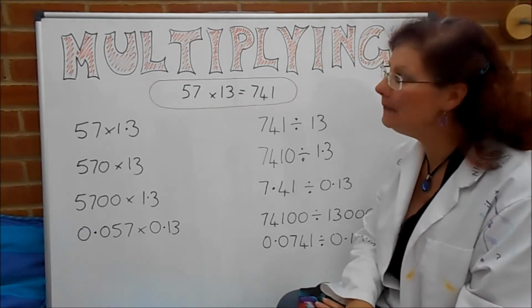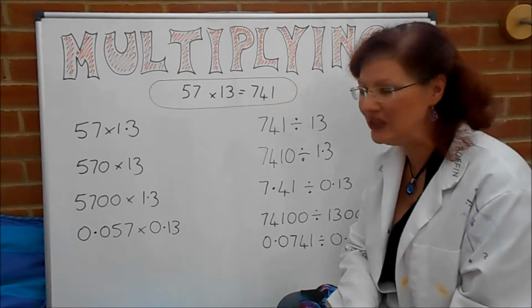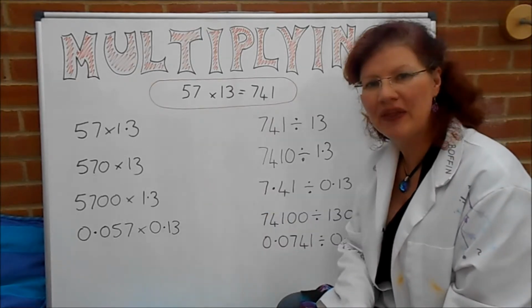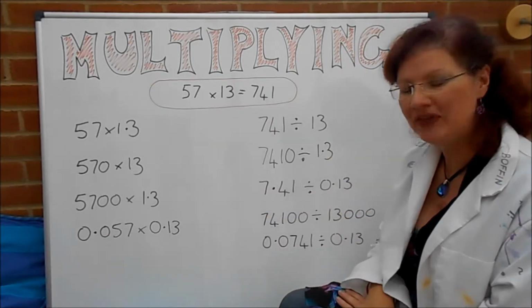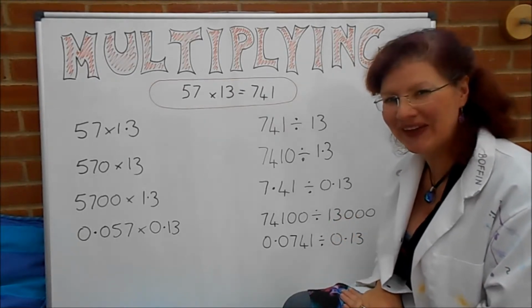Right, it's your turn now. This time we've got 57 times 13 is 741. I've put some nice simple ones down there with the timesers and a few here with the divides, including some really quite hairy ones down here. So see how you get on with those. See you in a minute.